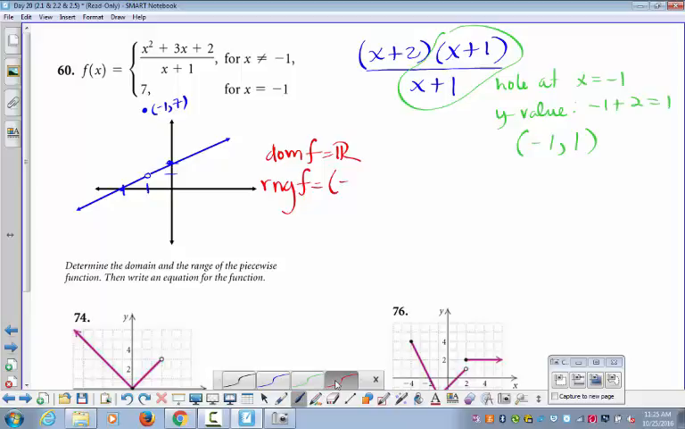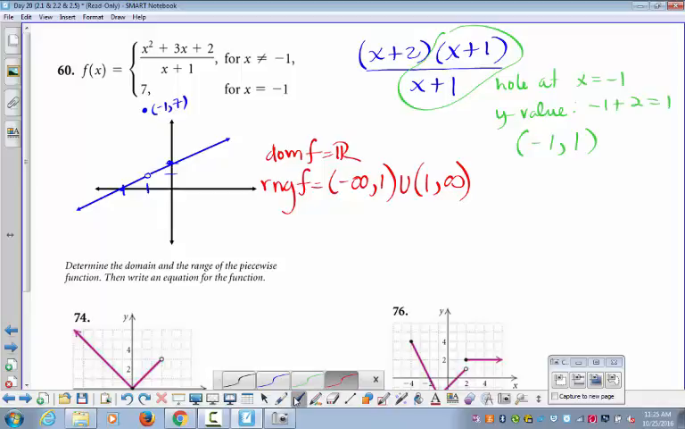Yep. And then, yeah, exactly. So we just have to take out 1 point. So we take out the y value of 1. That's the only y value that's not attained. Every other y value is attained. This one is attained twice, 7. Doesn't matter, though. 7's part of the range. It's okay if it shows up more than once.